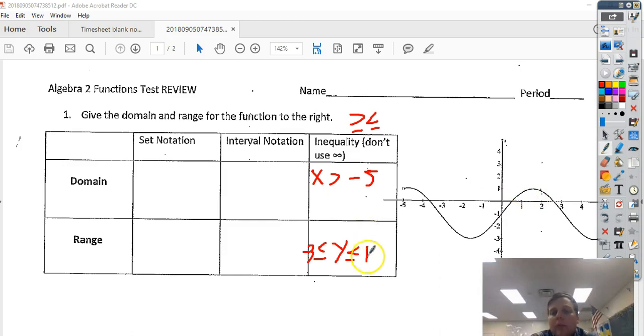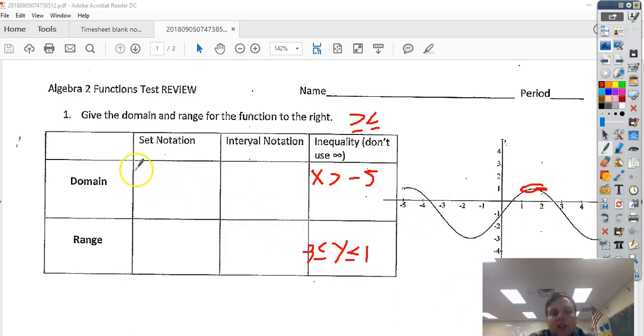Now, some of you might be saying, wait, why is it equal to? Well, because look here. Don't I have a y value of 1 right here? Yes, I do, and it's a closed circle. I know over here on this open circle is a y value of 1, but since I have a closed circle on the y value of 1, I get to take the closed circle. So I get to consider it equal to.